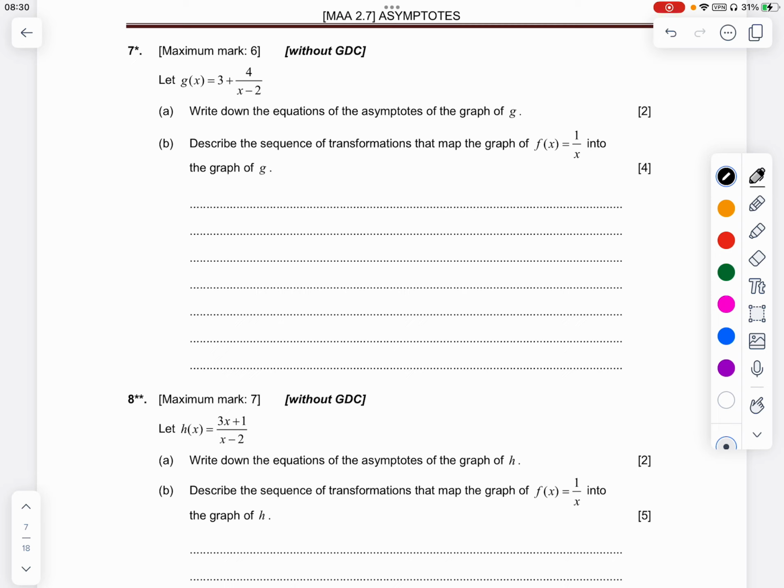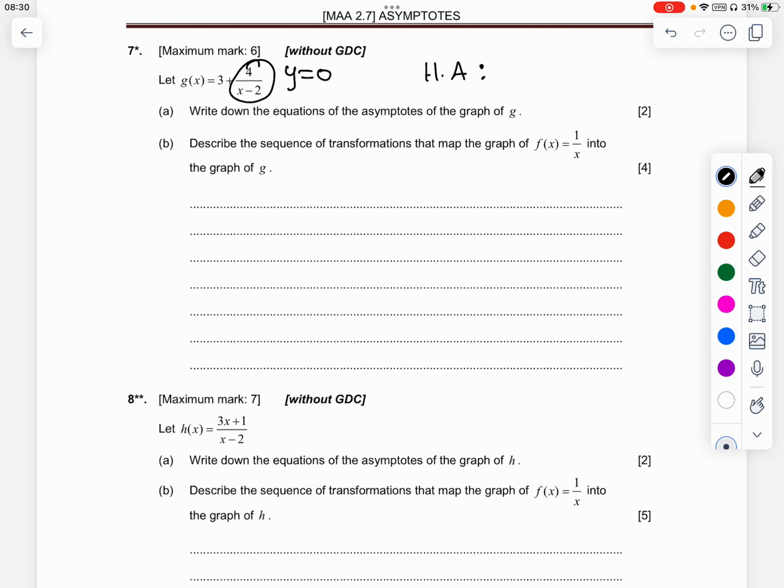Question number 7. Write down the equations of the asymptotes of the graph G. So this is again a bottom heavy equation, so y equals 0. So 0 plus 3 will become 3. So the horizontal asymptote is y equals 3. The vertical asymptote is denominator equals 0, so x equals 2.